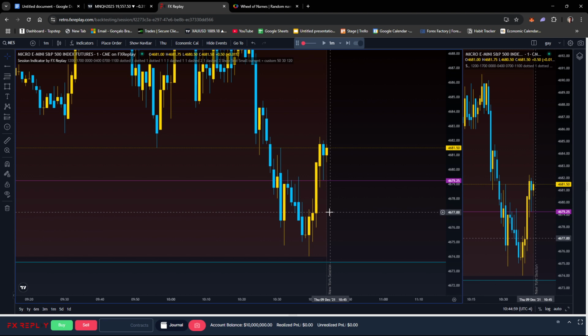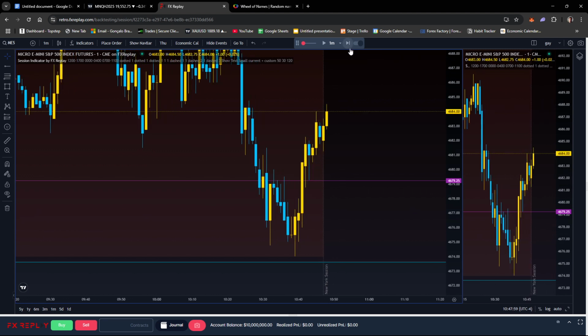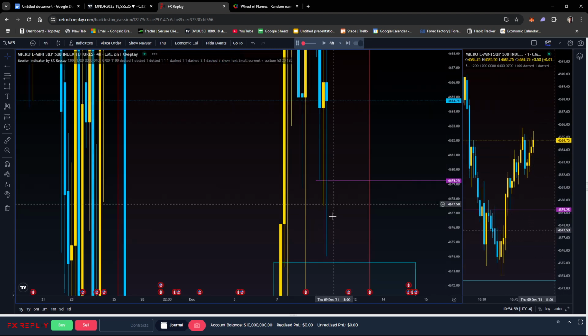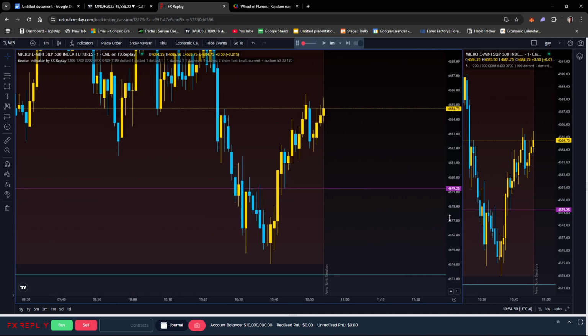Okay. 10:45. So we swept the low. We are extremely close to that bullish gap here. I want to make sure I have drawn it correctly, but we haven't actually tapped it. Not quite. So I'm inclined to think that's going to be here.